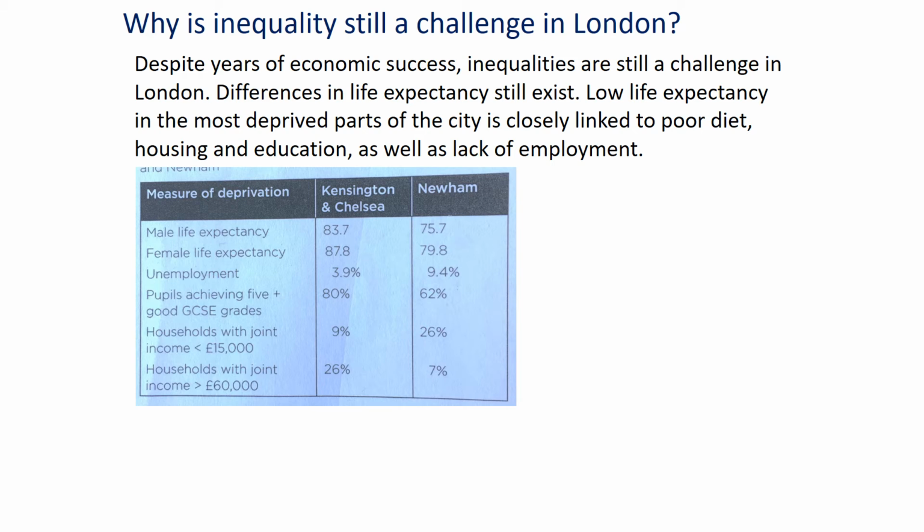You can look at female life expectancy, which is significantly higher. Same with unemployment, that's lower in Kensington and Chelsea, and much higher in Newham. You can see that with GCSE grades, but also with households earning a significant amount of money there, £60,000.